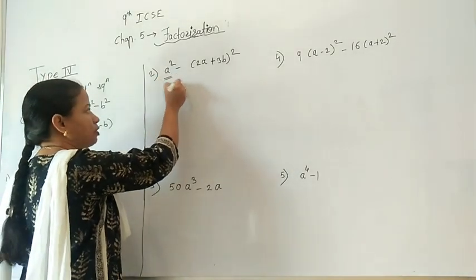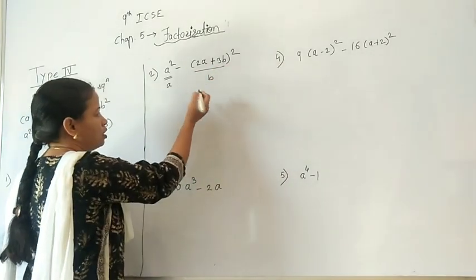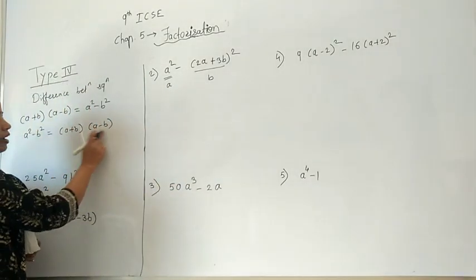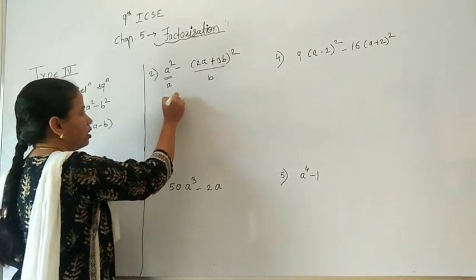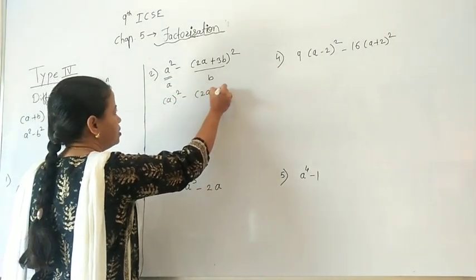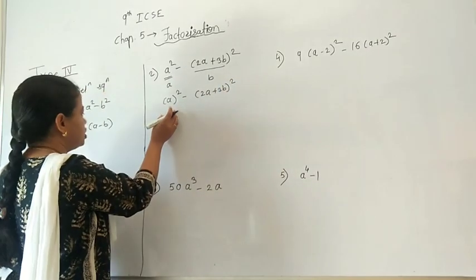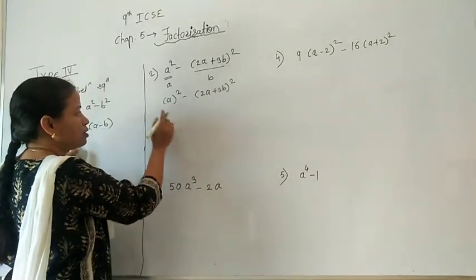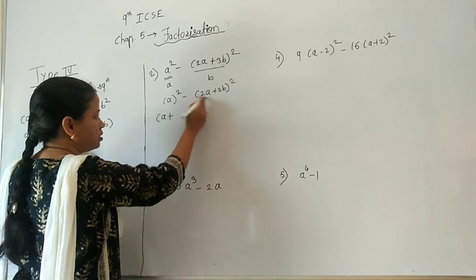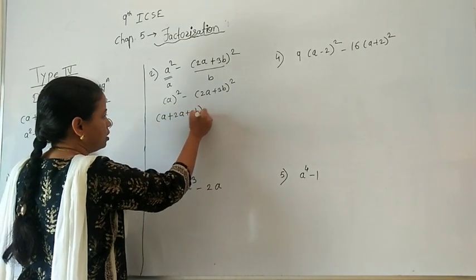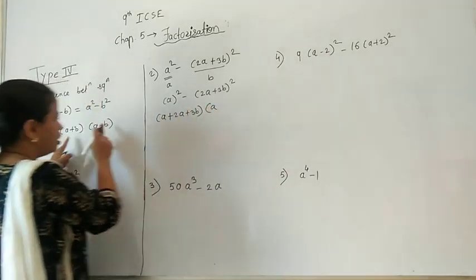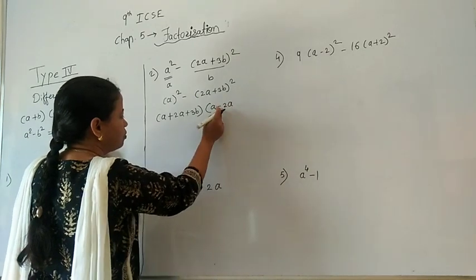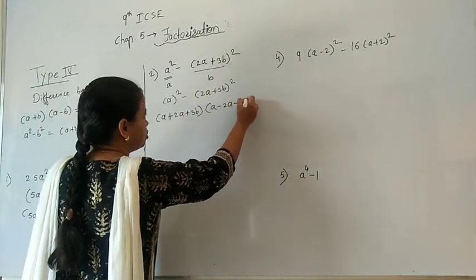Move towards the next question. This term we are saying as a only, and this full term we are saying as b. So we have to factorize first. Factorize means these two brackets, a plus b and a minus b. So a square and 2a plus 3b as it is, as a square. Now factorize first of all a plus b. This bracket is a and this will be b. So a plus b means a plus 2a plus 3b, and in the other bracket a minus b, so a minus 2a, because of this minus, the sign is changed, which is 3b.